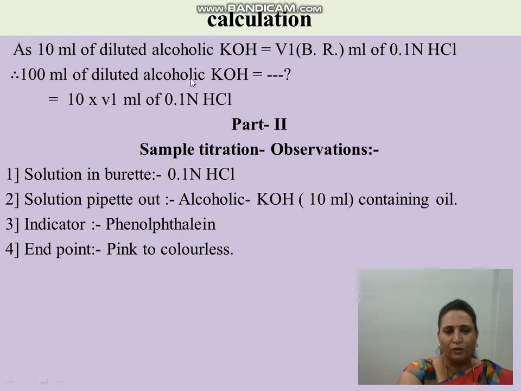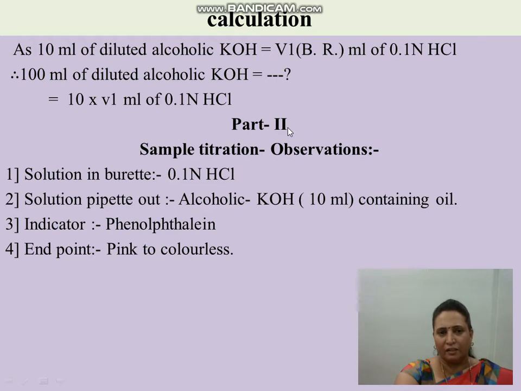100 ml of diluted alcoholic KOH solution corresponds to, or reacted with, how much ml of HCl? So it will give you 10 into V1, that is the blank reading of 0.1 normal HCl. Whatever reading comes, that much amount of KOH is required for 100 ml.